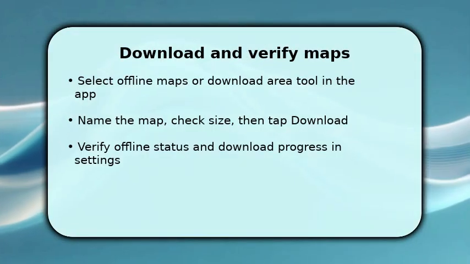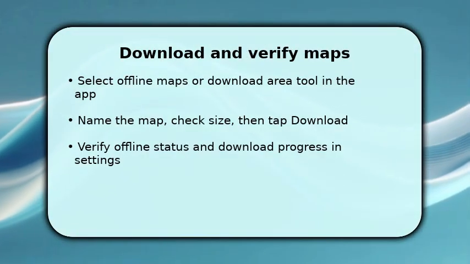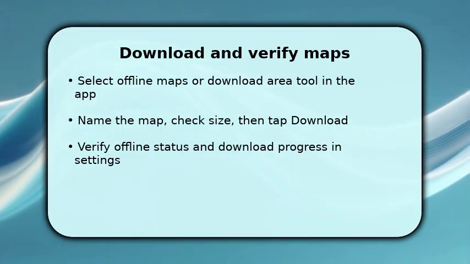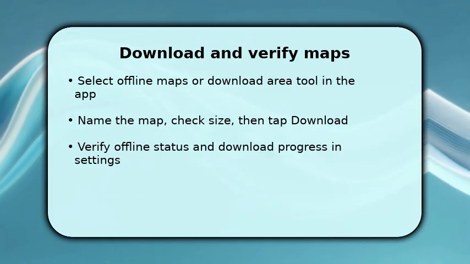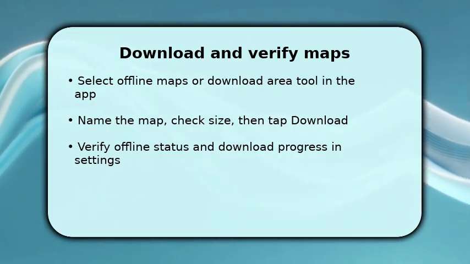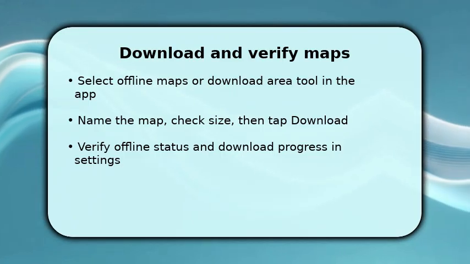You now perform the download and confirm integrity. In the app, tap Offline Maps or Download area, draw or select the coverage box, then name the file so you can find it later. Start the download and watch progress. If it stalls, pause and resume.